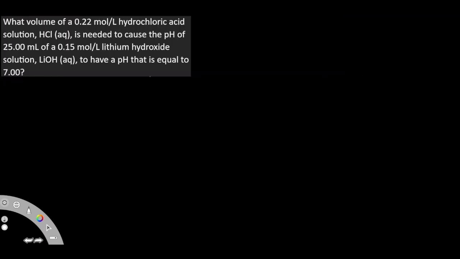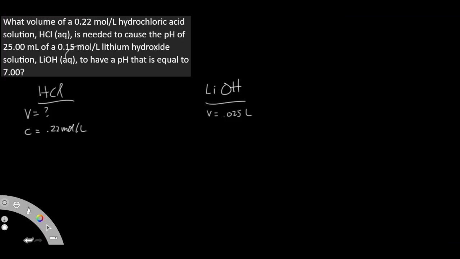For this question over here, we have our hydrochloric acid. That's going to be on this side. We have our lithium hydroxide. It's going to be on this side. We're going to figure out the volume here. That is going to be our unknown. And our concentration over here is going to be 0.22 moles per liter of hydrochloric acid is needed to cause the pH of this amount of our LiOH. And of course, we're just going to convert that into liters. So that's 0.025 liters. And in terms of the concentration, that's listed for you.